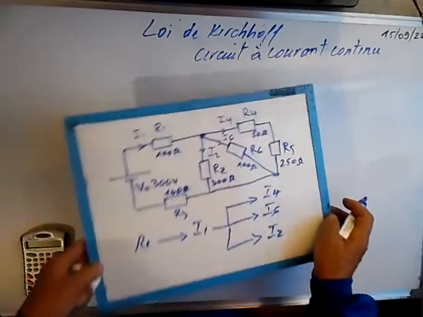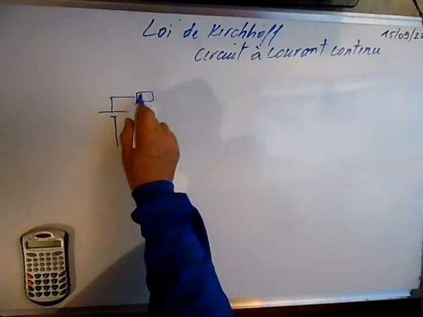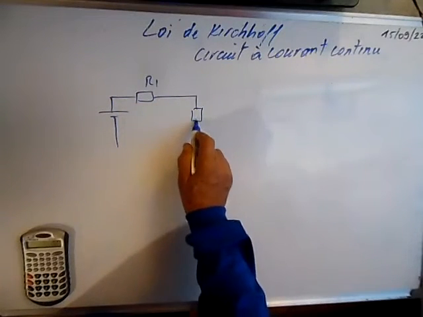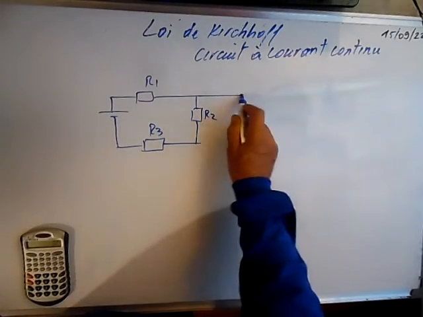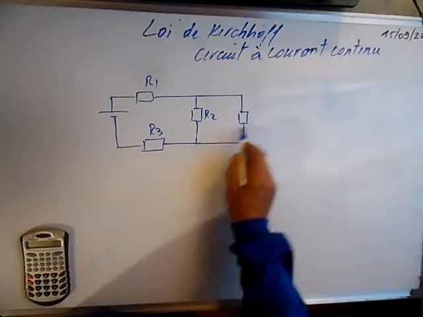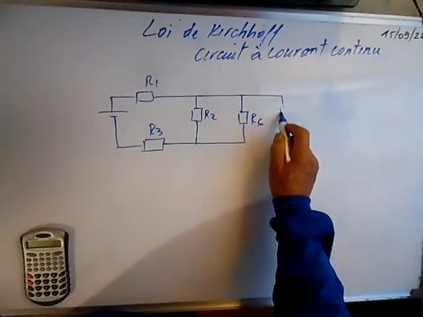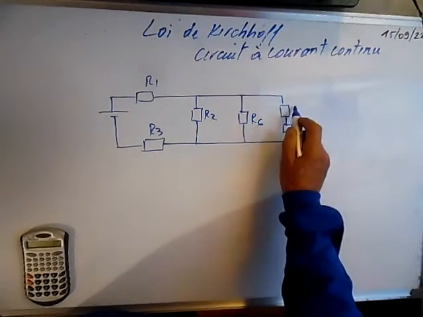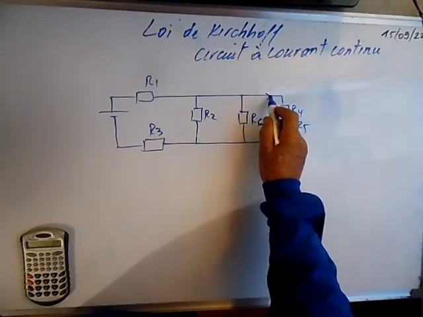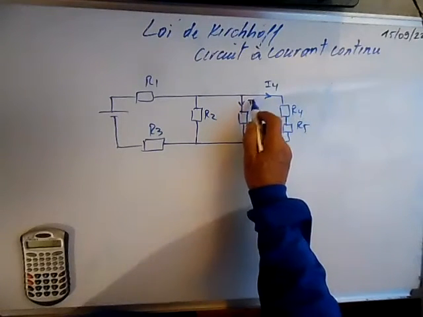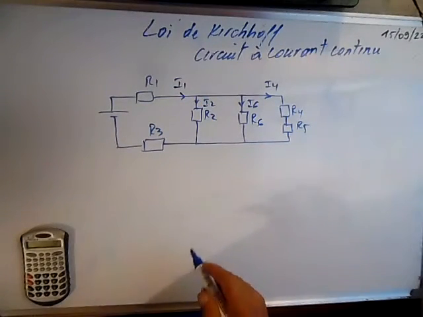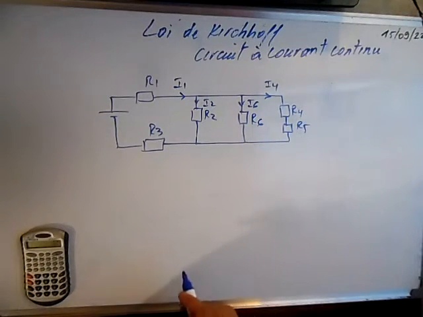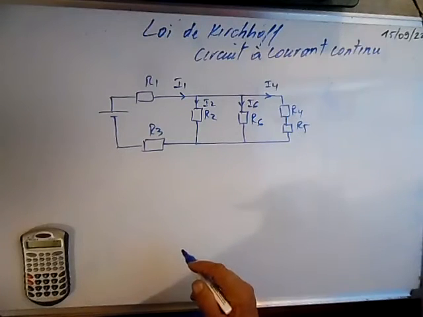I will draw the circuit again differently to see it clearly. This is R1, this is R2, this is R3, R6. We can draw it like this to see that it's in parallel with R2, and here we have R4 and R5 in series, and here we call it I4, which is equal to I5, this is I6, this is I2, and this is I1. So let's calculate first, and then I will explain the current divider method. We can extend it to 3 or 4 branches.